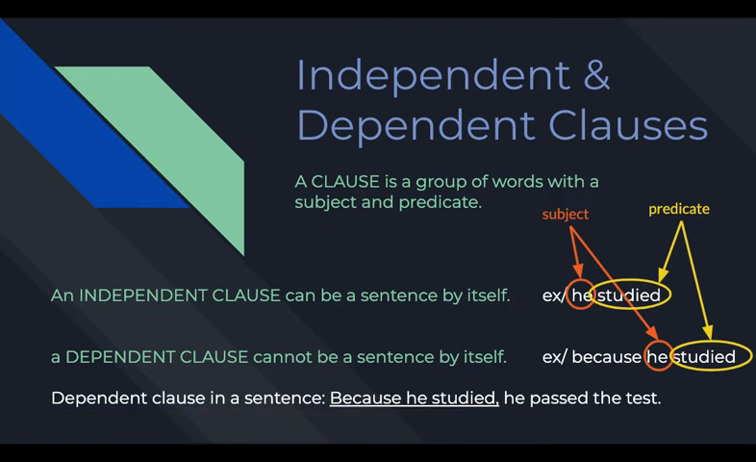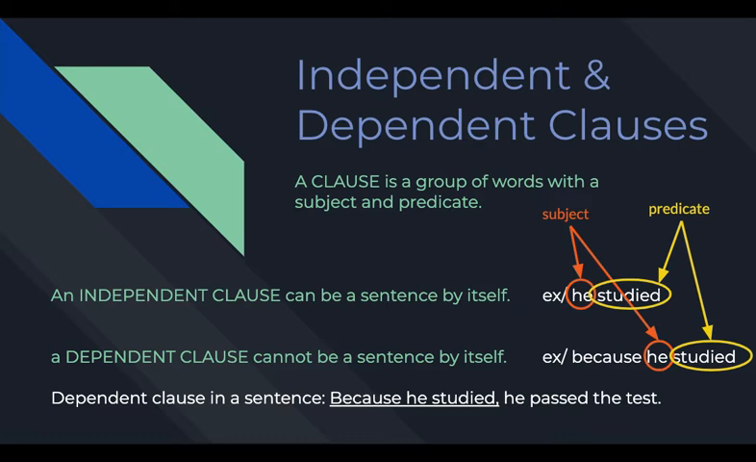So to break down the difference between independent and dependent clauses, an independent clause can be a sentence by itself. So if you look at this clause here, he studied. If you capitalize the H at the beginning and put a period at the end, you would have a sentence. He studied, period. That's a complete thought. And that makes sense if we think about the meaning of the word independent. If you're an independent person, you are good by yourself. You do not depend on anyone else. If you were a clause, you would be your own sentence.